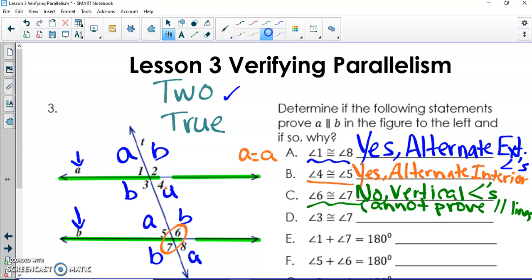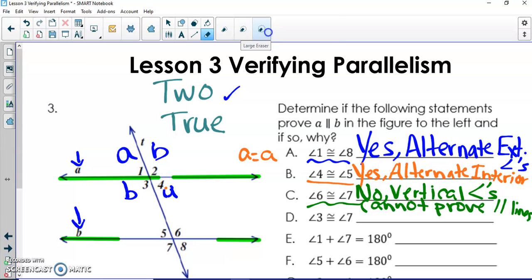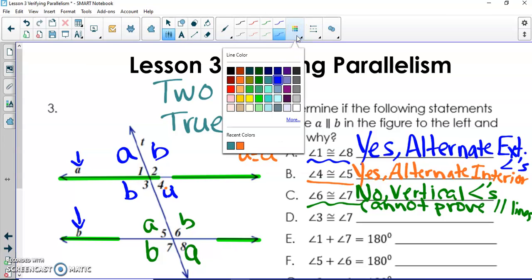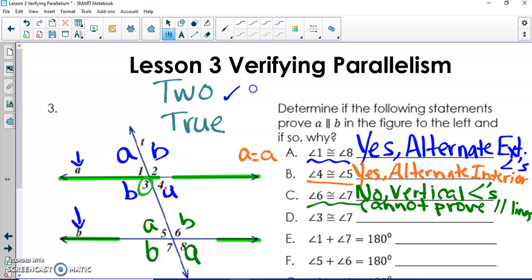Letter D has 3 and 7. So now we have 3 and 7. One is on line A, one is on line B. They are both B's. B's are equal to B's. So I'm going to say yes. These are congruent because they're on the same side of my transversal, one's inside, one's outside, so they are corresponding.